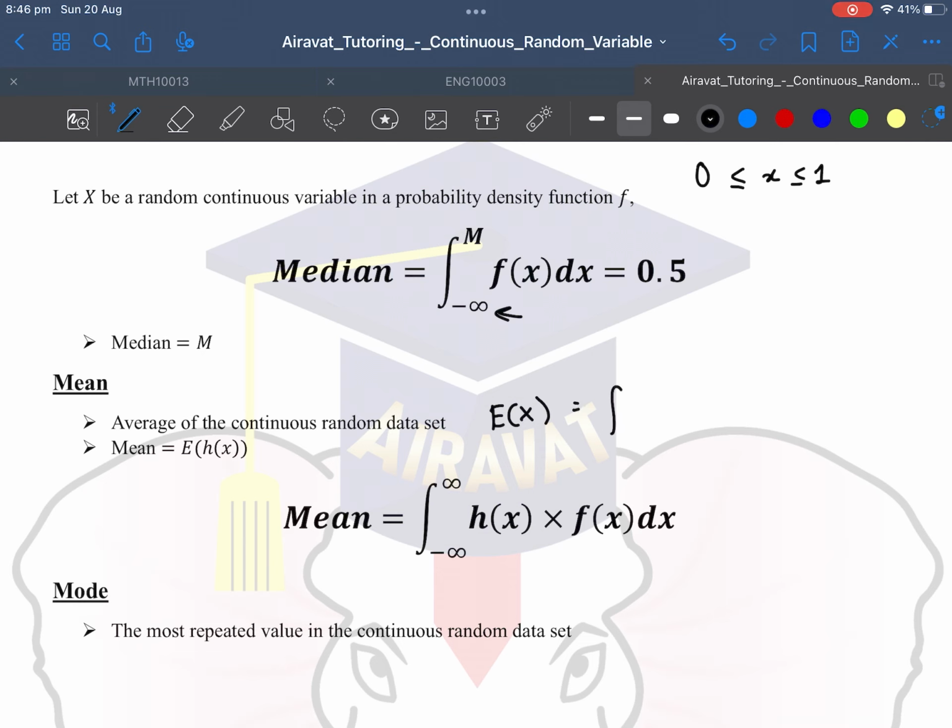Say that you have to calculate E of x. The integral for that would be your lower bound a, upper bound b, and it's going to be x times f of x. Now what happens if you were to calculate E of x squared? You have to do squared here, and so on and so forth.